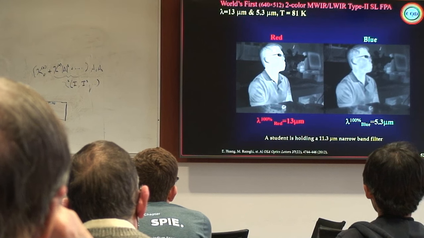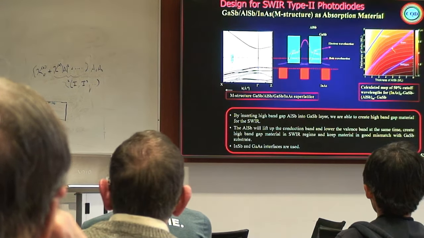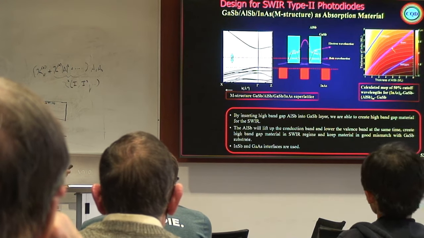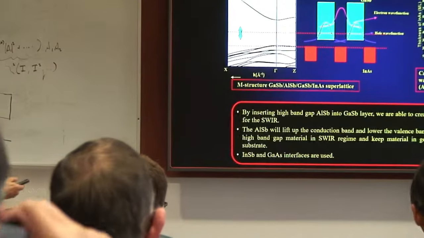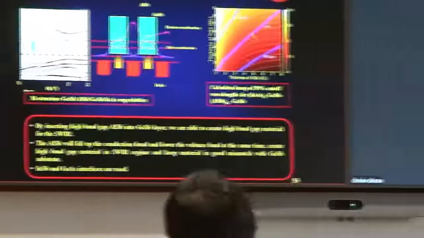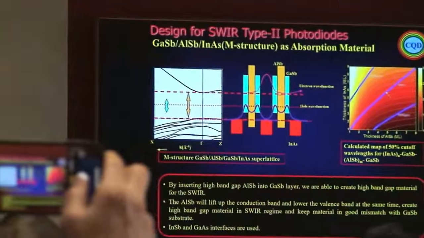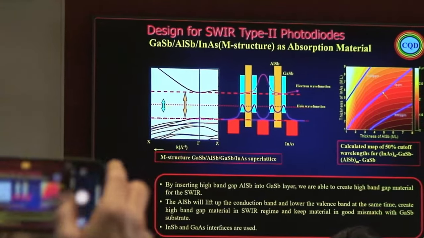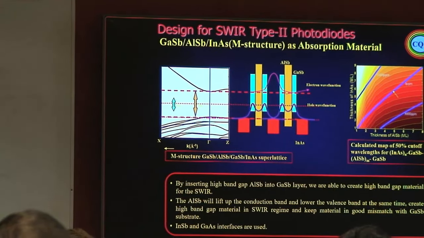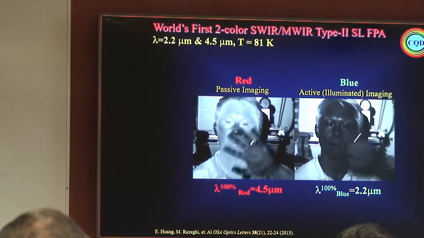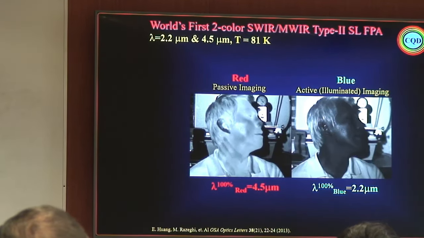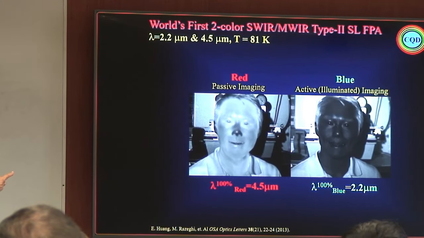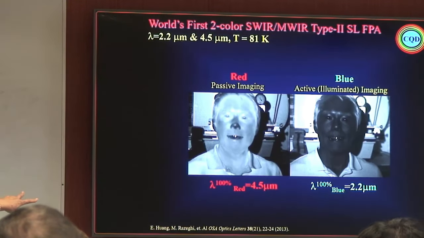And now the problem is, how can we go to the shorter band? We can do the atomic gap engineering of this superlattice, using the empirical tight-binding model, increasing one or two monolayers inside the indium antimonide to increase the gap. So we can go again to the shorter wavelength. And here, look at that: 2.2 is active, and the 4.4 is the passive.